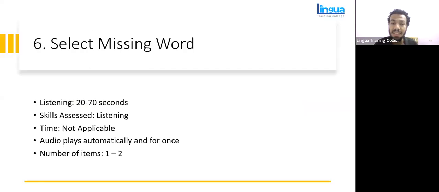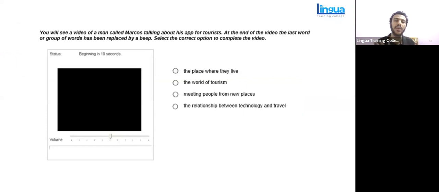Select missing words. One of the questions that needs a bit of imagination from your side, along with listening very carefully again to what you hear. So you get an audio that goes somewhere between 20 to 70 seconds. You listen, and at the end of the recording, you don't hear the last part of the sentence, maybe a couple of words, or 3 to 4 words. You need to know what the end of the recording is and choose.